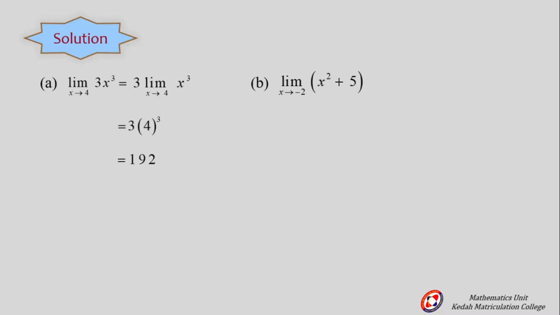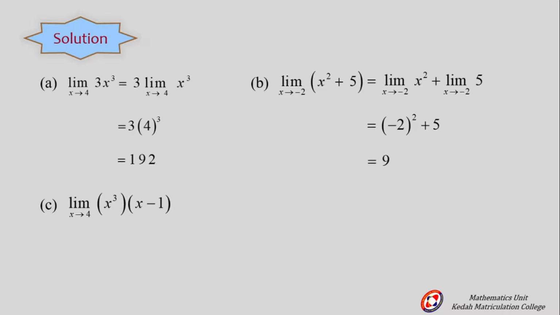Question B, limit of x squared plus 5 as x approaches negative 2. For this example, we apply the sum rule. So we can write it as the limit of x squared as x approaches negative 2 plus the limit of 5 as x approaches negative 2. So we have negative 2 squared plus 5, and the value of the limit is 9.